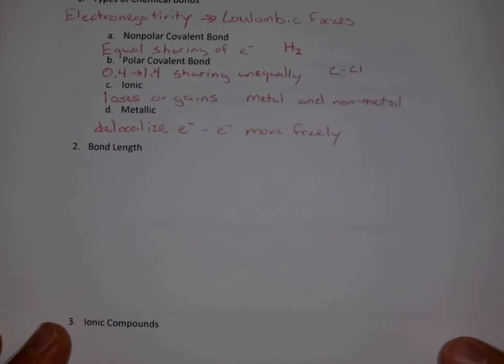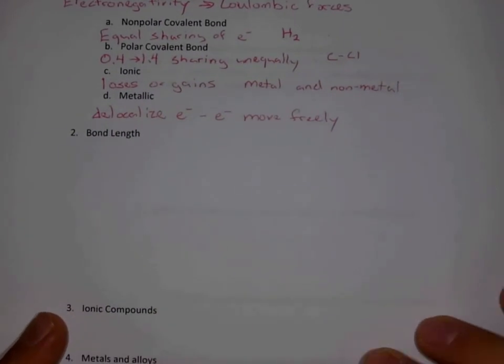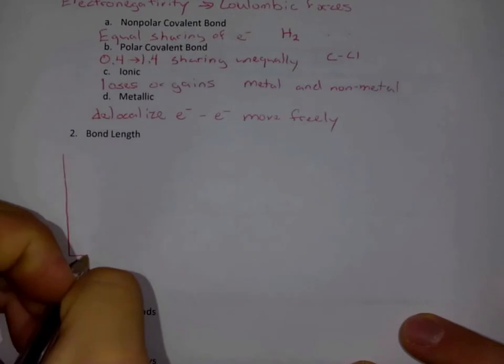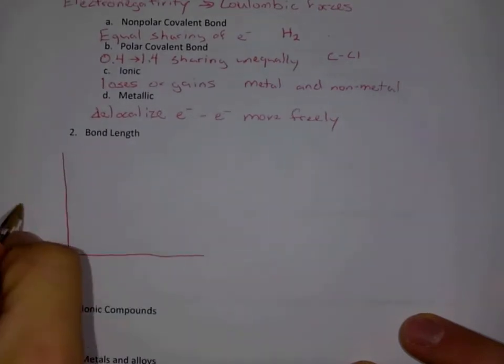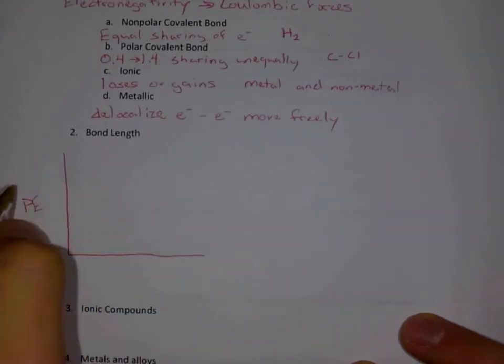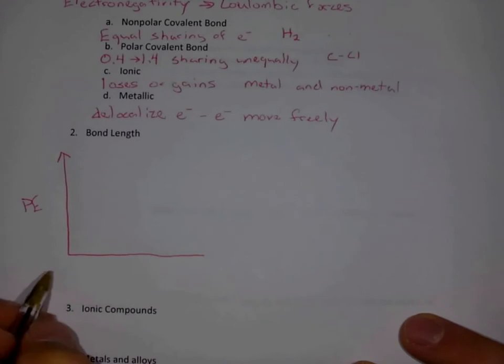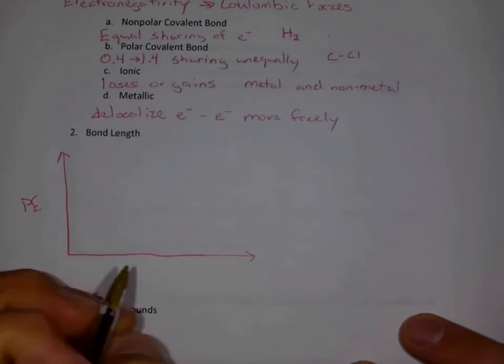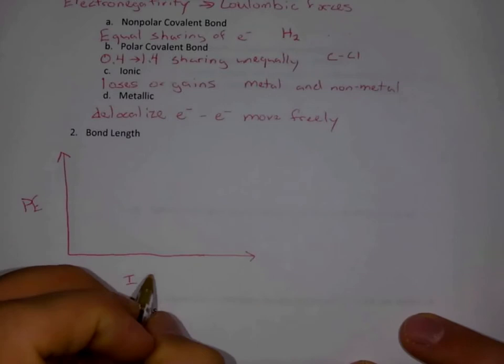But then if we start to look at our bond length, the easiest way for us to look at it is actually to make a graph. Okay. So we have potential energy. That's going to be on this side. And then this is going to be our bond length, okay? And really it's going to be the internuclear distance.